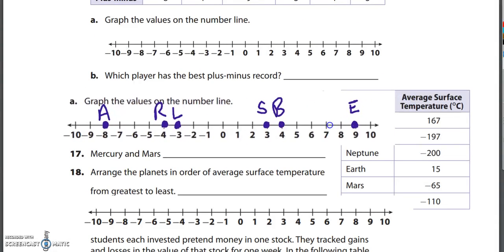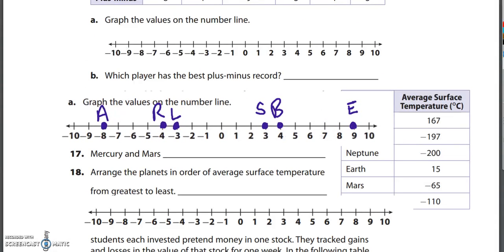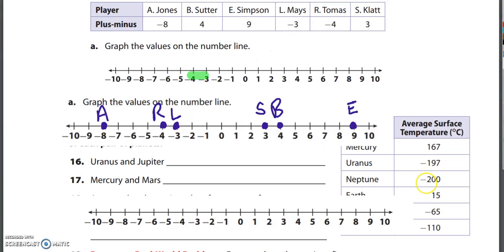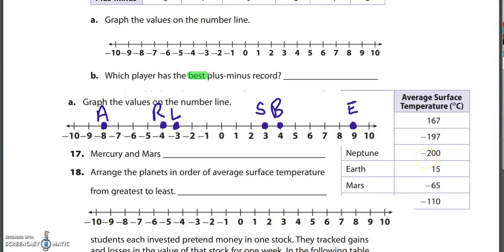And the next question, B, says, which player has the best plus-minus record? Well, let's just use a little bit of common sense. Would the best, this word right here, best, plus-minus record be a negative number or would it be a positive number? I think it makes most sense that the best one would be the one farthest to the right. And that's going to be E. Simpson will be the answer, because it doesn't ask the number, it asks the player. So what I think the answer is for B is E. Simpson.